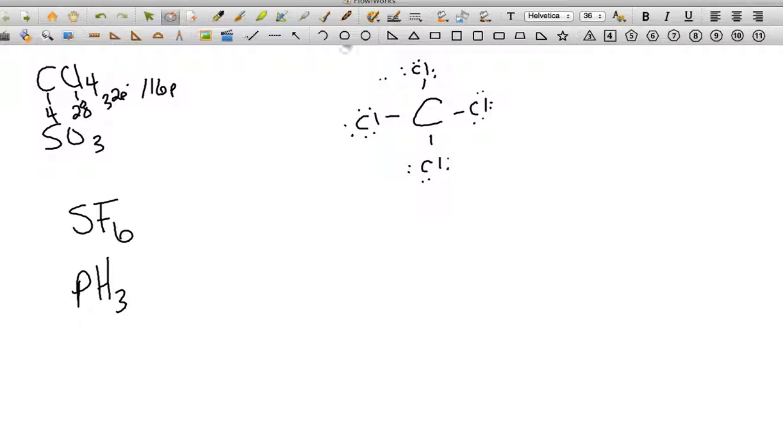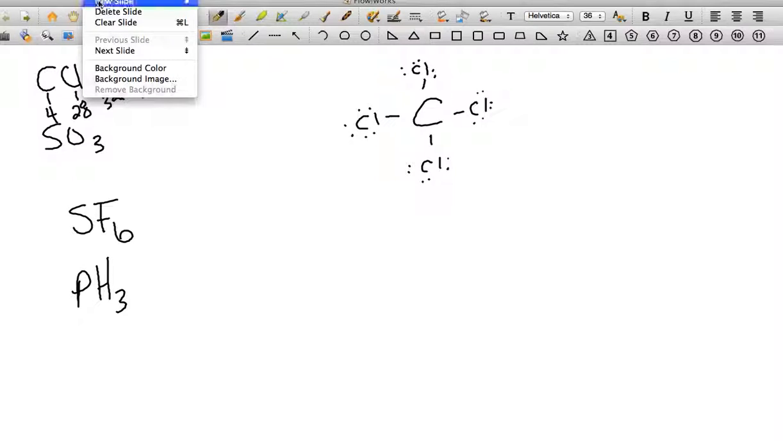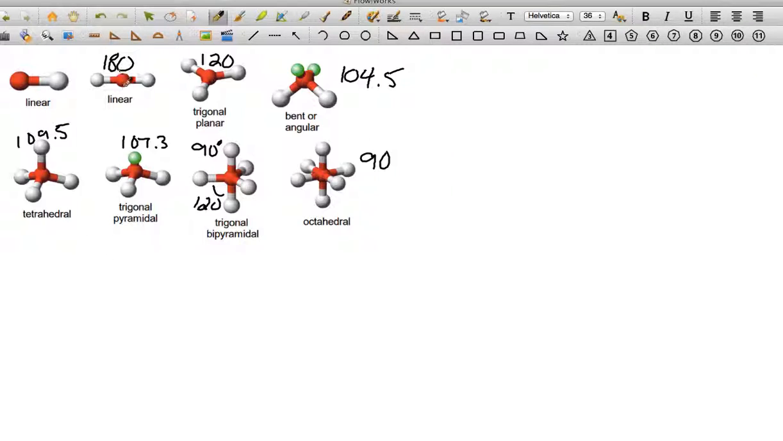Okay, so we have our structure drawn out. All the chlorines have 8, 2, 4, 6, 8. Carbon has 8, 2, 4, 6, 8. So everybody's reached the octet. Everybody's good. So now what we're going to do is look at the shapes.